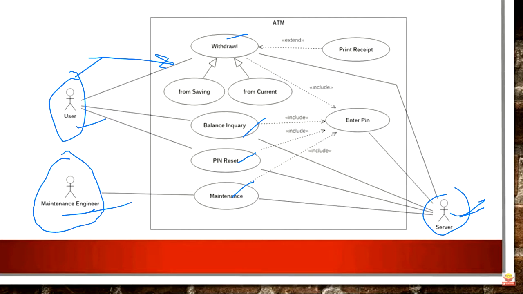So that is why we say that the user is a primary actor, the maintenance engineer, and the server is a non-living thing here. We also know that. Okay, so that is why we are saying that the user is the only one initiating the process. Let's see one more example.